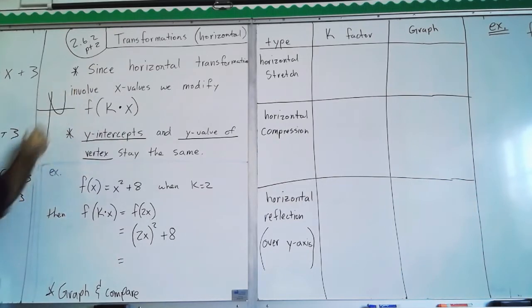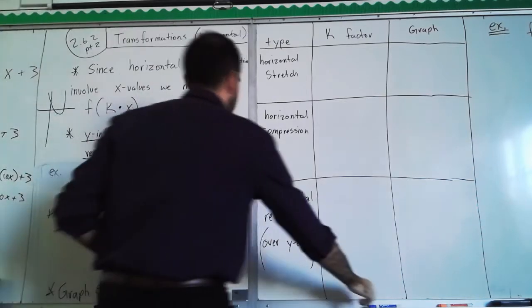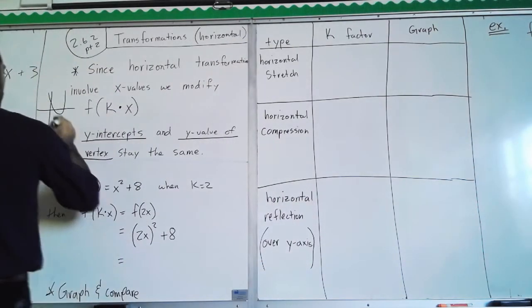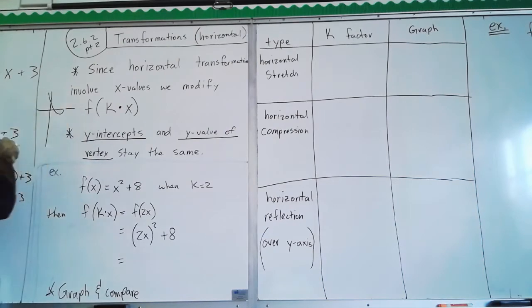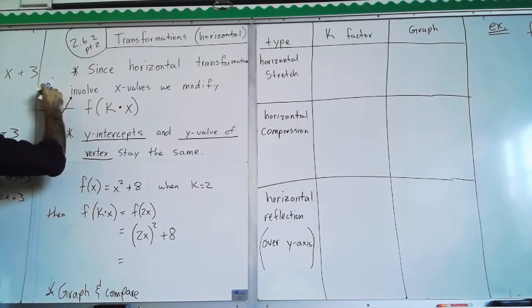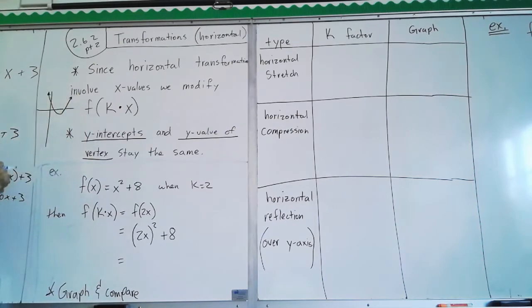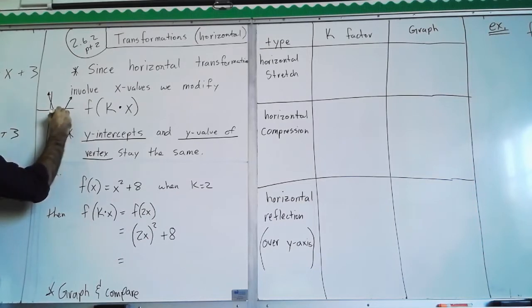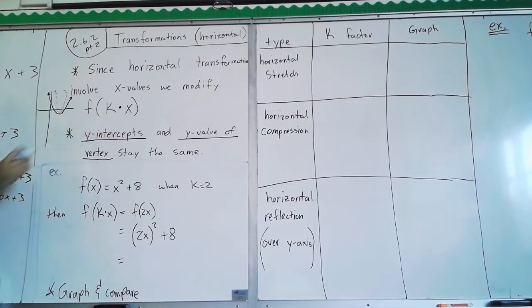So if I'm going to compress it, we end up with the same y value for the vertex. All we're going to do is stretch it or compress it. Okay. So we're just compressing it or stretching it horizontally this time. Same process we're going to do, except now we're just applying the k value to the x. So watch what we do.